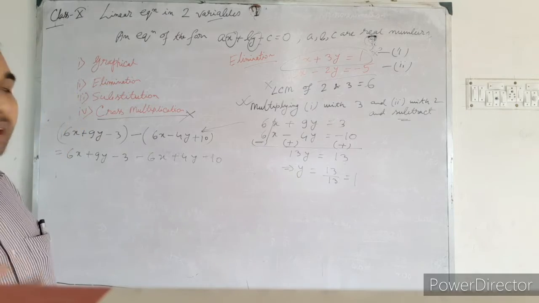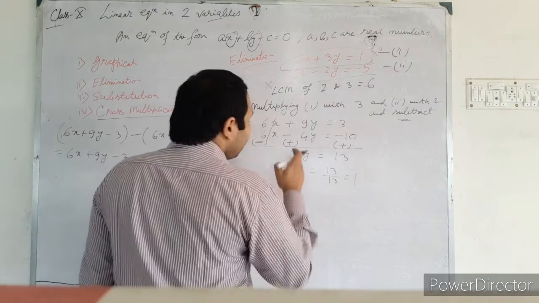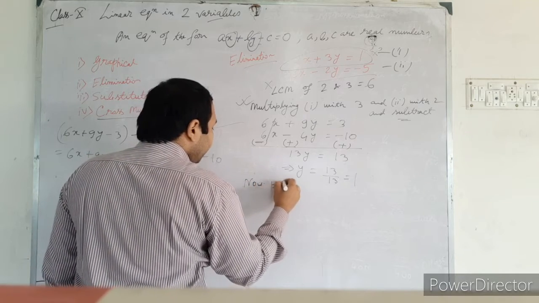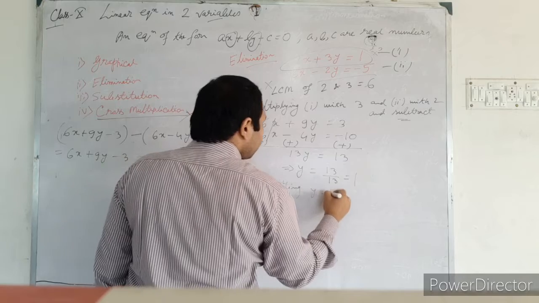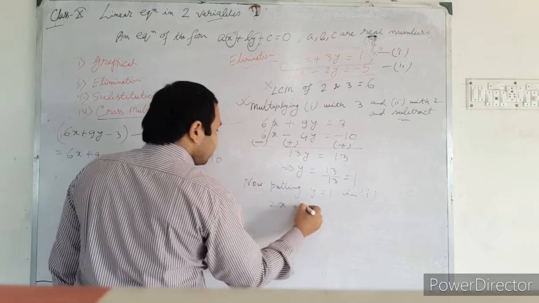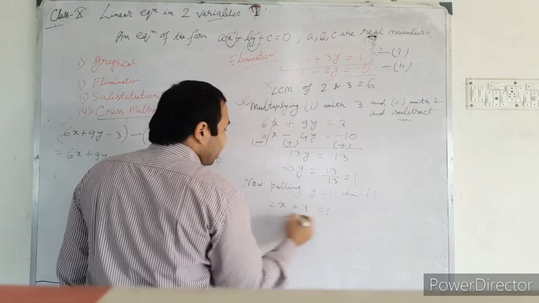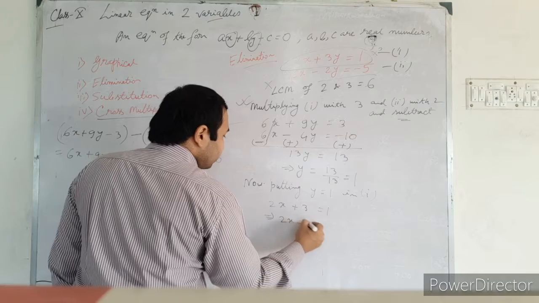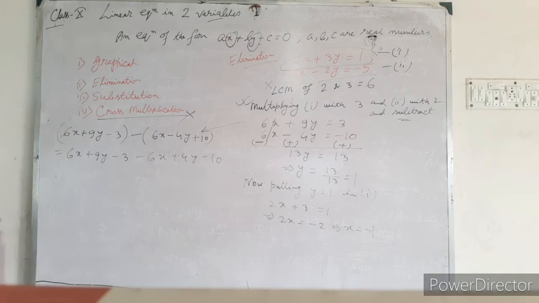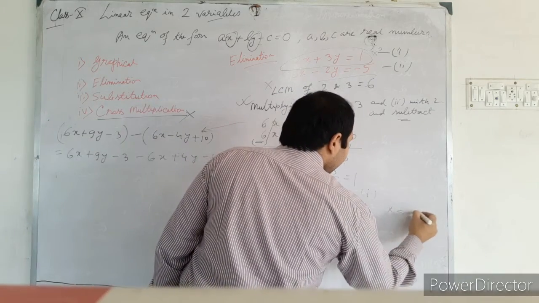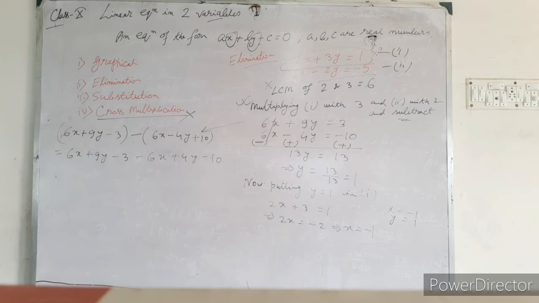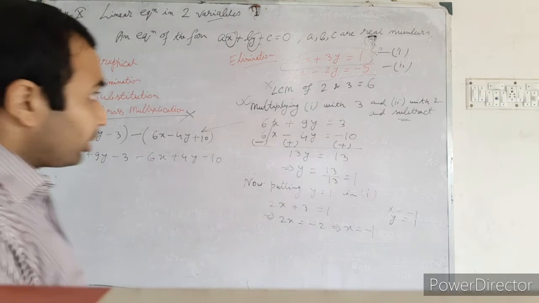Whenever you get the value of one variable, put the value in any one equation. So now putting y equals 1 in equation 1, what is coming? 2x plus 3 into 1, that means 3, equals 1. So from here 2x equals minus 2 and x equals minus 1. So our answer will be x equals minus 1 and y equals 1. In this way you can apply the elimination method.